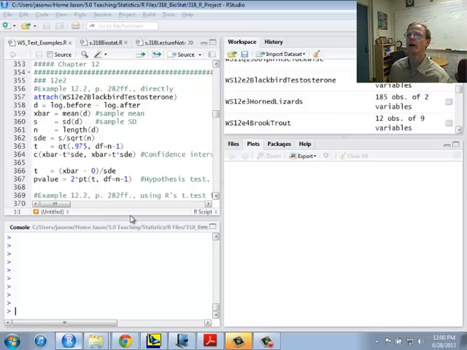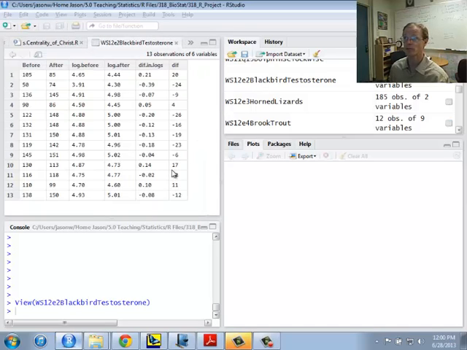So the way we're going to do that is we'll just take a look at the data. You've got the data loaded, so I'm going to click on blackbird testosterone, and this is the immunocompetence level beforehand. The units are given. The only thing we need to know about it is that it's not normally distributed. Taking the log gives us approximate normal distribution. So befores and afters, and the logs are popped in there.